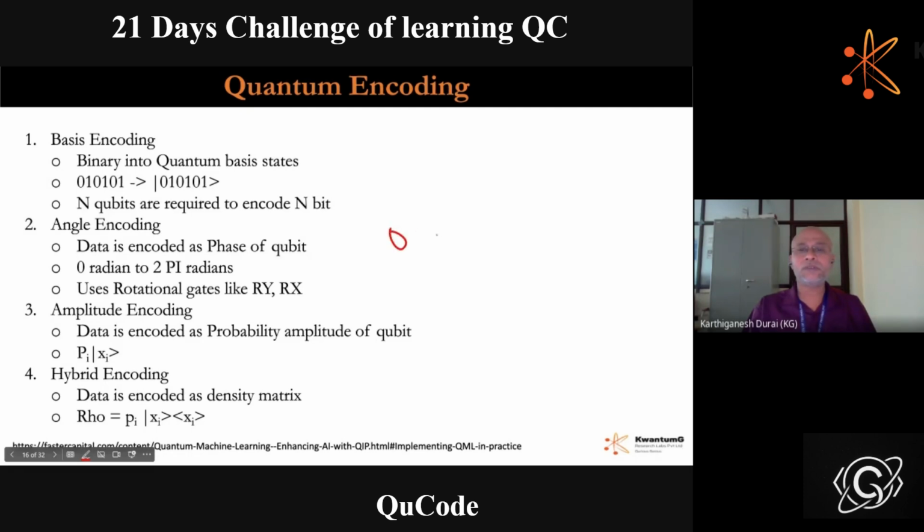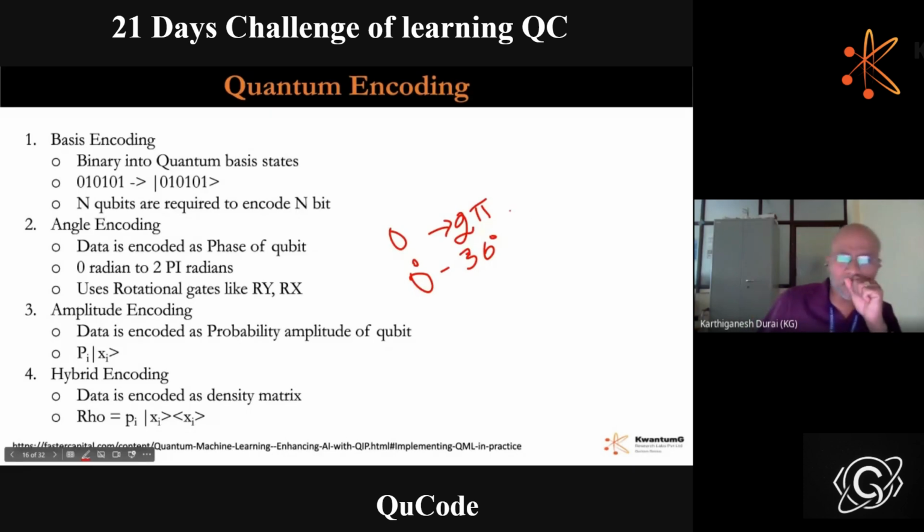So 0 to 2 pi. You remember this, right? Or 0 degree to 360 degree. So now you may wonder how it can be done. The rotational gates are RY, RZ, RX, but RZ mostly we won't use. We will use the RY or RX gate with the radian as the parameter.